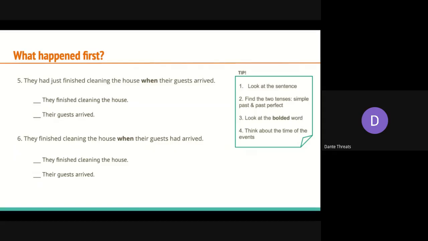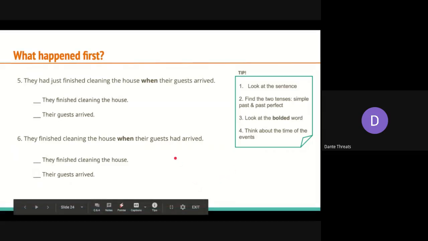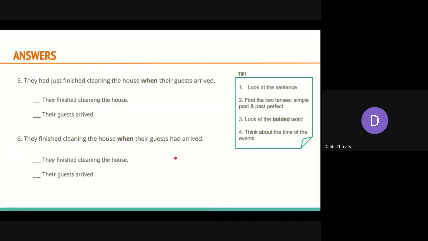Number 5, they had just finished cleaning the house when their guests arrived. Which one happened first? Yes, they finished cleaning the house, and 2, their guests arrived.